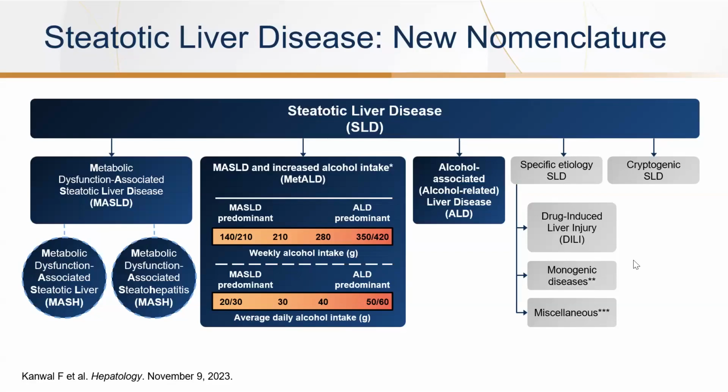There's also MetALD, which combines the metabolic factors and alcohol use that cause the fatty liver. There is straightforward alcohol-associated liver disease, and then there are different etiologies that can cause fatty liver, things like drug-induced liver injury, different diseases, different medications, and then cryptogenic issues as well.